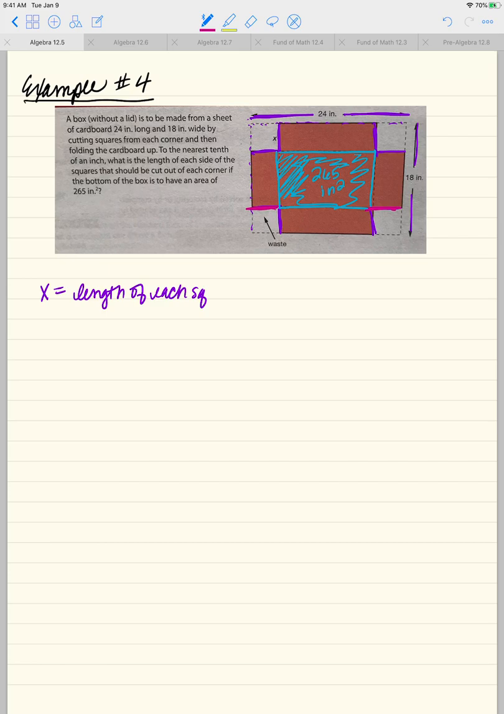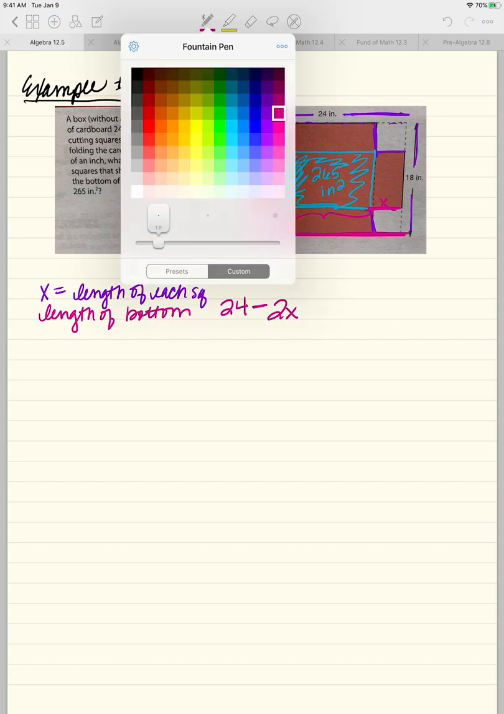So the length of the bottom of the box, which is this right here, is going to be 24, because this whole length of the cardboard that I'm starting with is 24. 24 minus, here's an X, and here's an X, right? So 24 minus 2X.